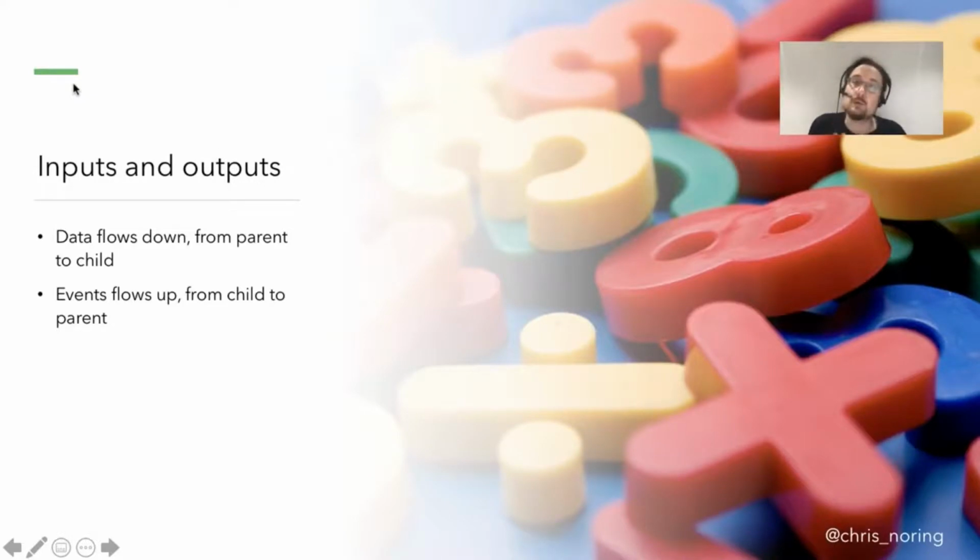Now, with components, there are two major topics that we need to cover. One is input and the other one is output. Now, input is about data. Data flows from top to bottom, which means that data originates in a parent and it's being pushed down to a lot of child components that are each dedicated to rendering that piece of data in a very good way.